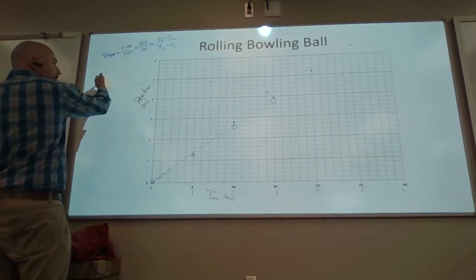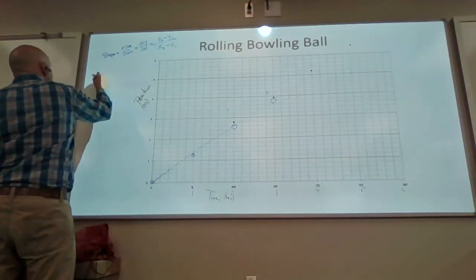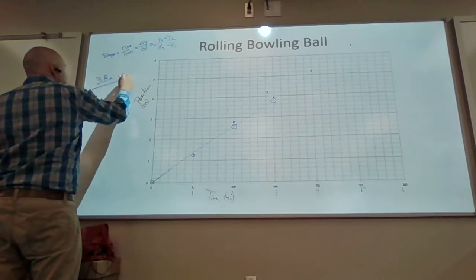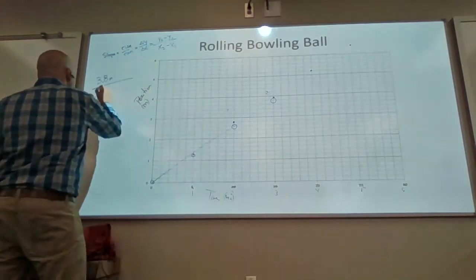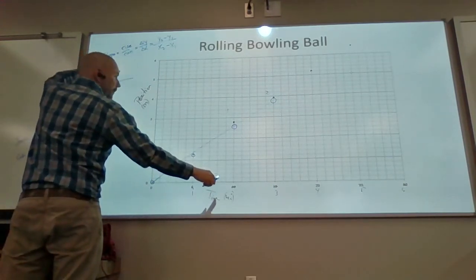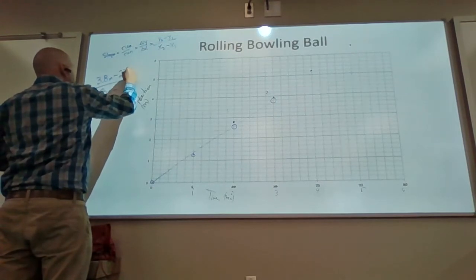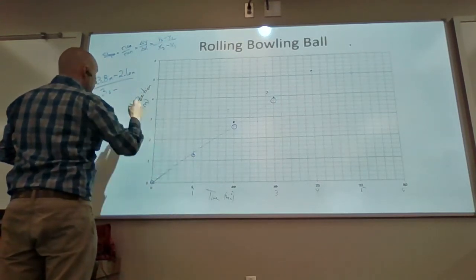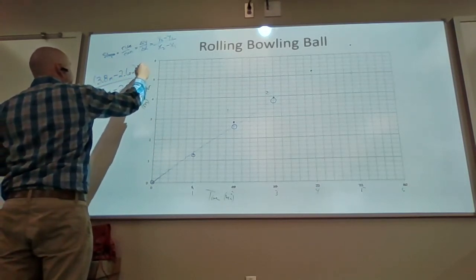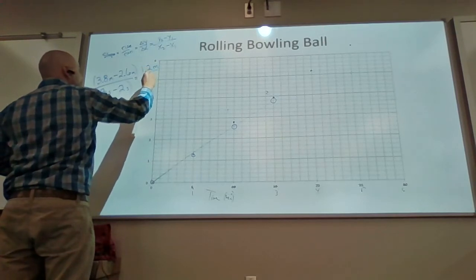Okay, so on the y-axis, I've got 3.8 meters, and that's at 3 seconds, minus y1, which is 2.6 at 2 seconds. So I have 1.2 meters over 1 second.